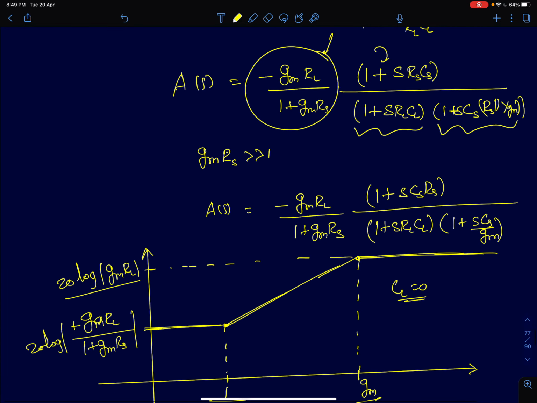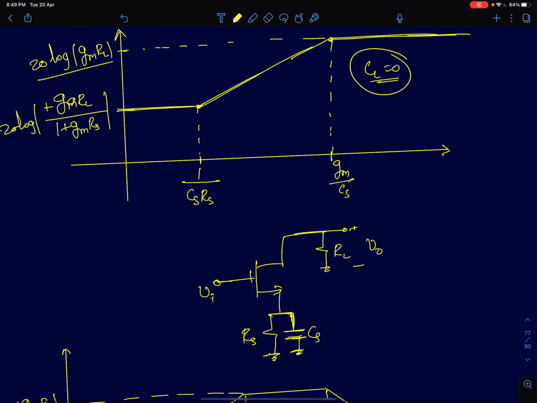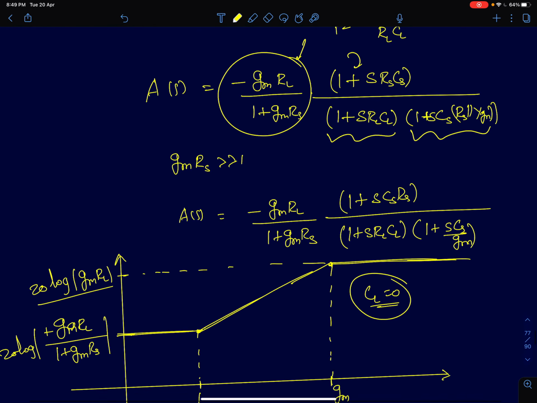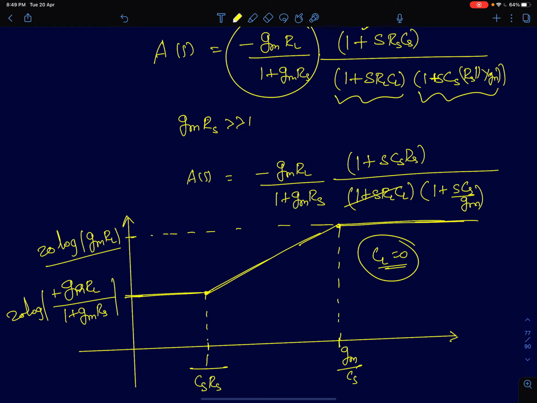I'll first plot this graph assuming CL is 0, because it's much simpler and we can look at some very interesting results here. I'll first assume CL is 0. If CL is 0, in the transfer function of the circuit, I can ignore this term. I can ignore this term here. CL is 0. So I have just one zero and one pole.